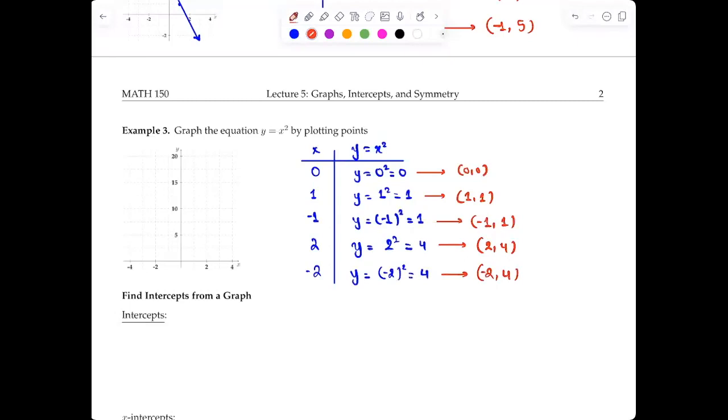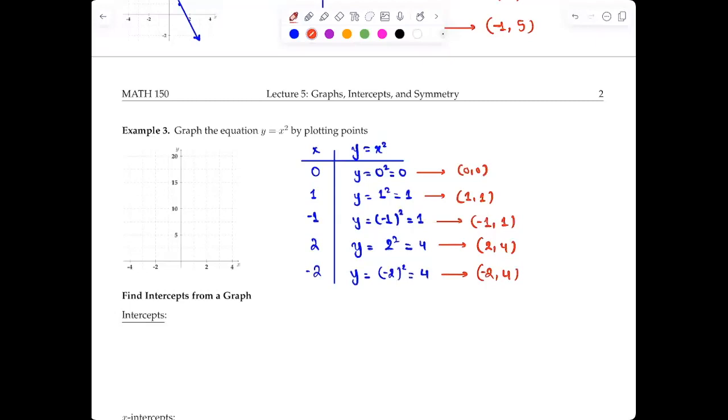So now I have 5 points, right? So how many points should I consider in plotting a parabola? The more points you have, the better the shape is going to look, all right? It's always easy to graph a line because you just need 2 points, but for other shapes, the more points you have, the better you can recognize the pattern.